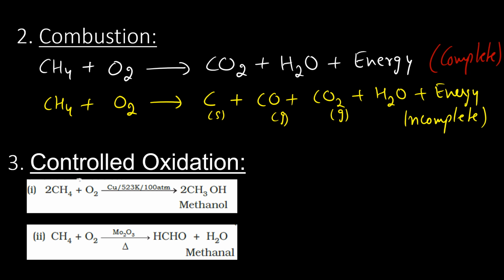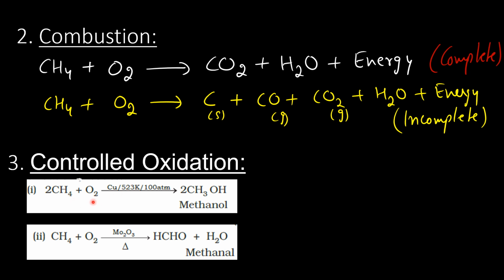So we can see both. It depends upon what amount of oxygen you are providing to the hydrocarbon. If you are providing the complete supply, the full supply of oxygen, then it will result carbon dioxide and water. But if you are supplying very less amount of oxygen to the hydrocarbon, it's going to result with a lot of minor products such as carbon, carbon monoxide along with carbon dioxide and water. Now let's talk about the controlled oxidation.